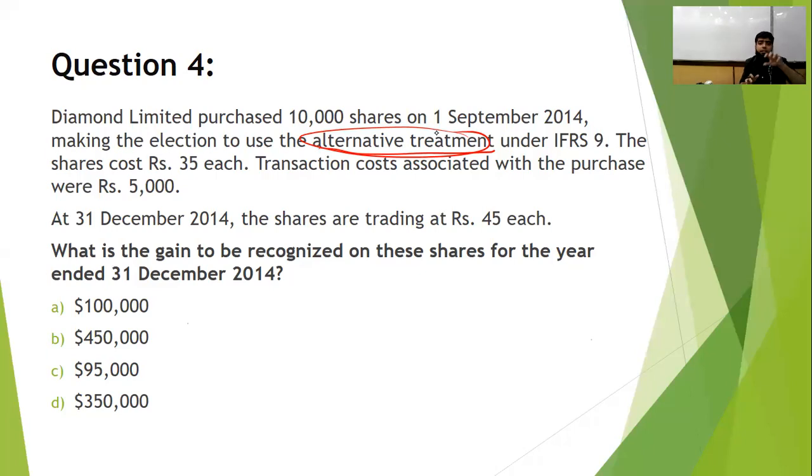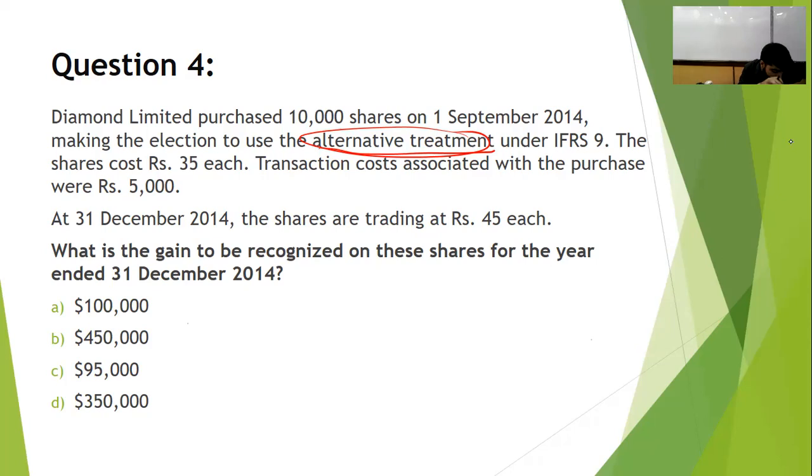In this question, the examiner has clearly identified that we are going to use the alternative scheme, that is, we are going to follow fair value through OCI. Now, what is the summary of that one? Just recall, there are two differences. Number one, any fair value gain or loss will be reported in OCI. And number two, transaction cost will be capitalized. So let's have a look at the data of this question.